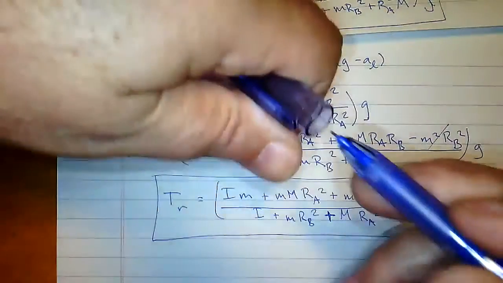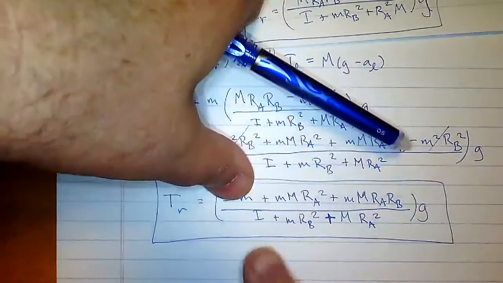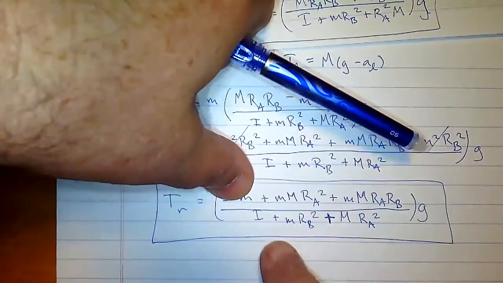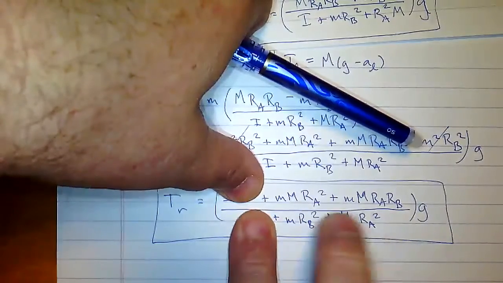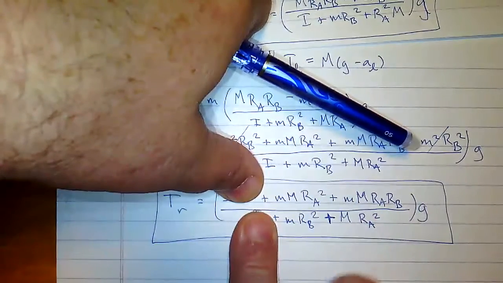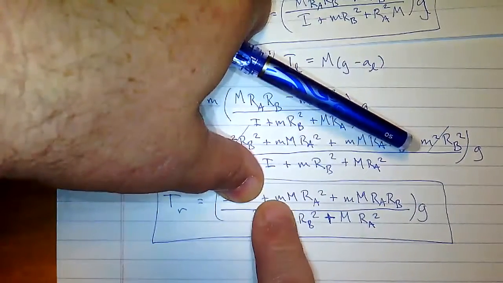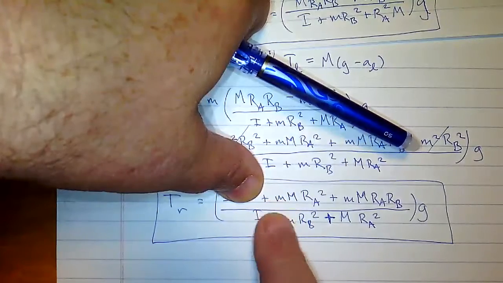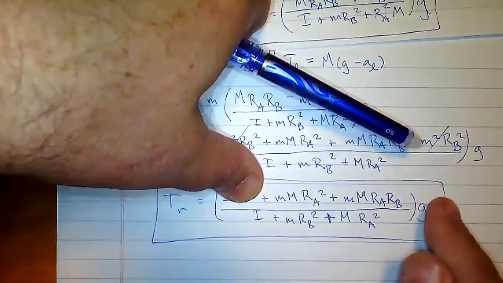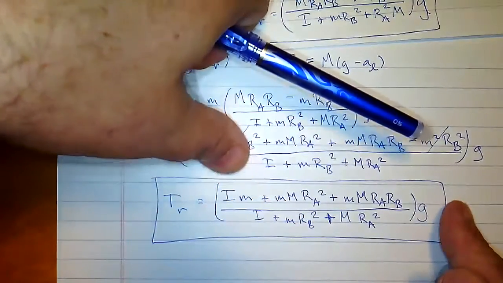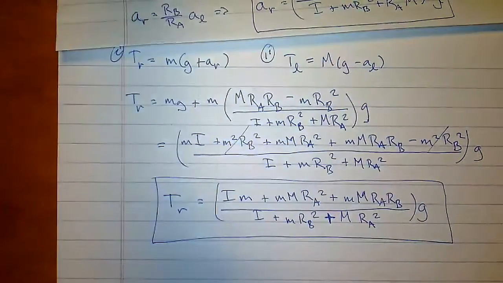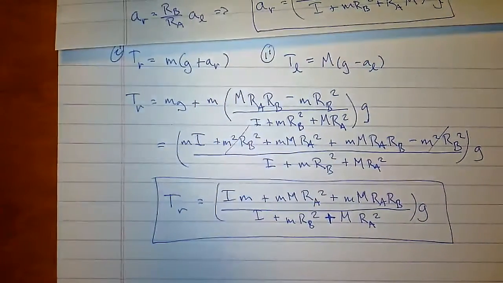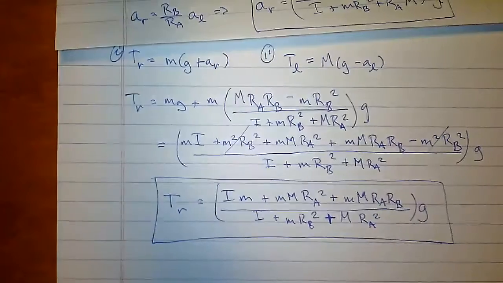And again, if you consider the case where I is zero and the R's are equal to each other, these R's up here are going to cancel out. These I's are just going to be zero. These R's up here are going to cancel out with the R's down here. And you'll get 2 m M over m plus M times g, which is exactly the formula that we had for the Atwood machine in terms of the tension. It was just the product of the two masses times 2 divided by m plus M. So times g, of course.